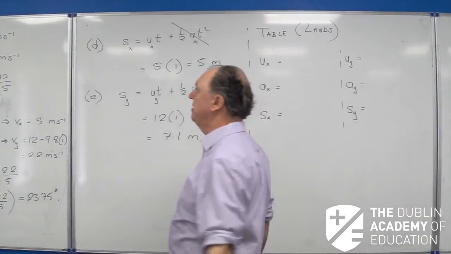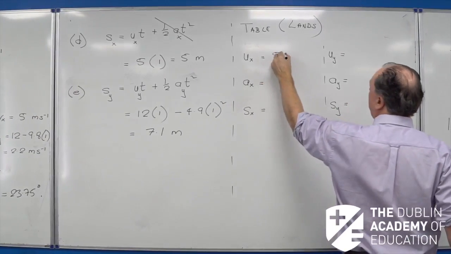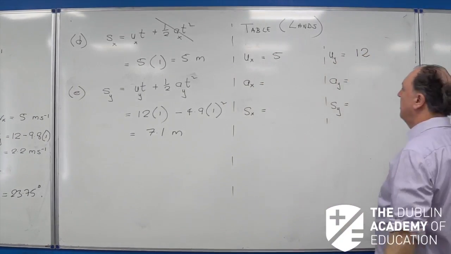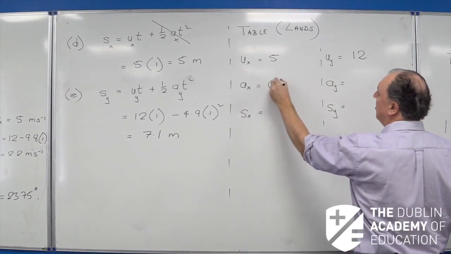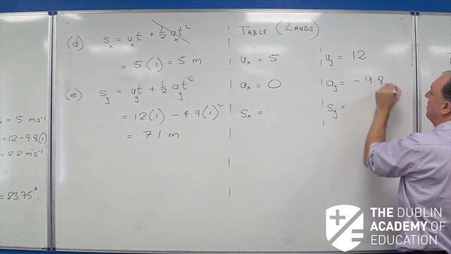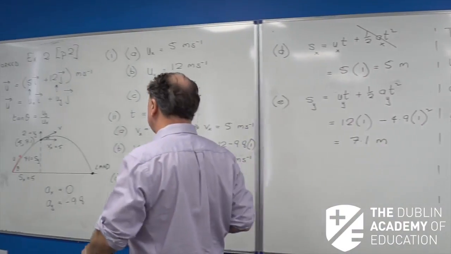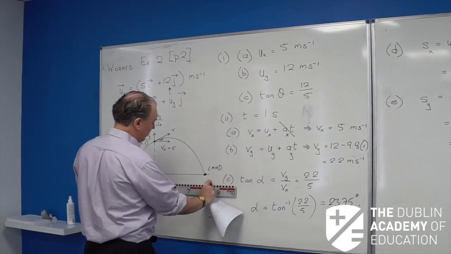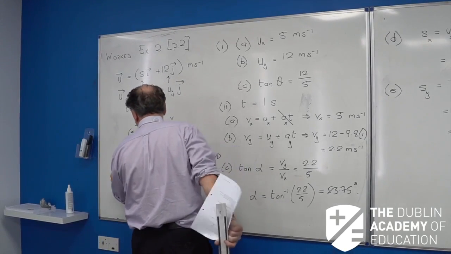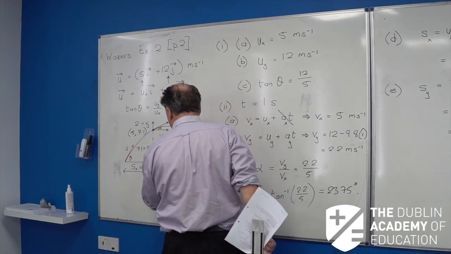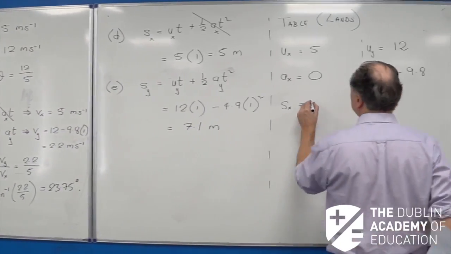Ux, uy, we got them earlier, 5 and 12. Ax and ay, always the same when talking about horizontal planes: 0 and minus 9.8. Sx is the distance if it lands. So you're talking about Sx being this horizontal distance here, and that horizontal distance there is what's called the range. So when it lands, Sx is the range.